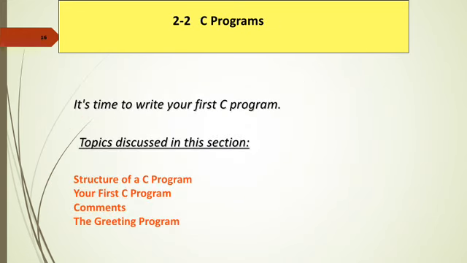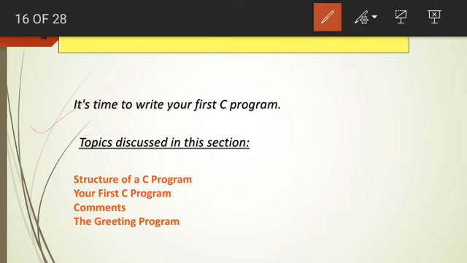Next, we will start with our actual C program structures and the different sub mechanisms of it. First of all, we will start with writing the C program. So we will discuss topics like the structure of the program, our first C program, what comments are, and how to write different programs.